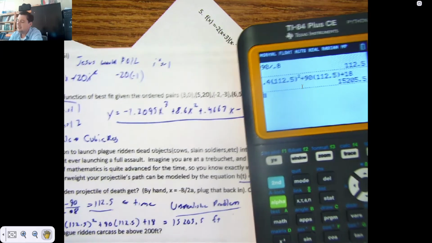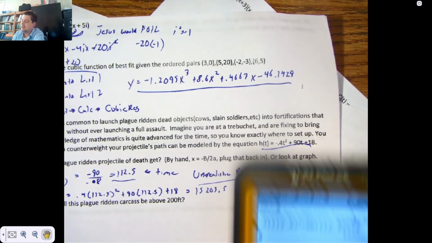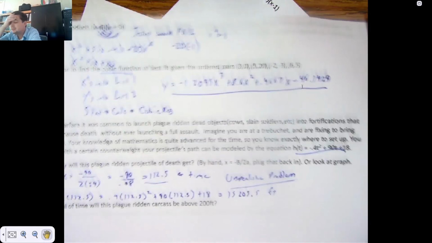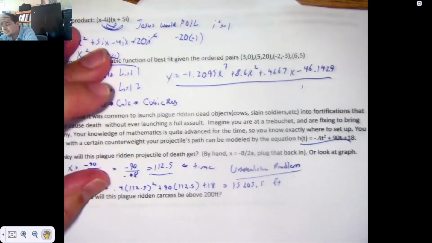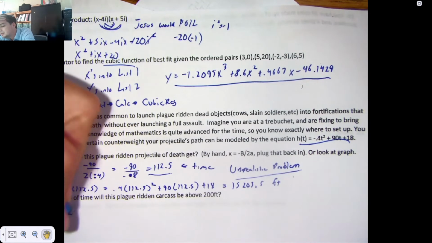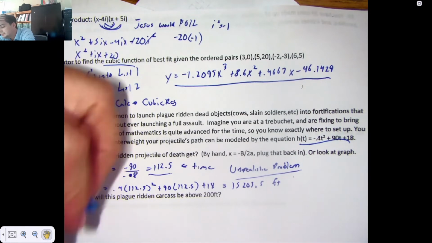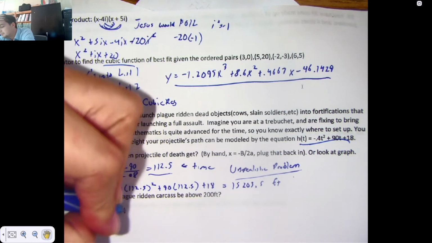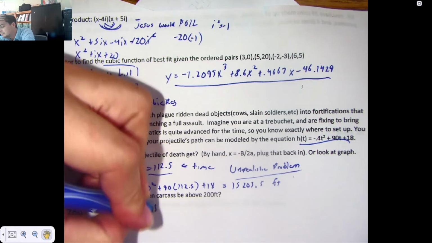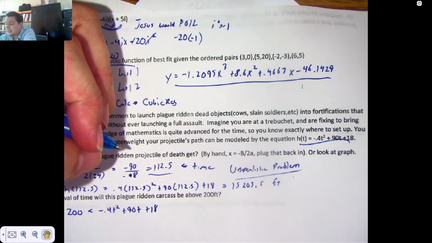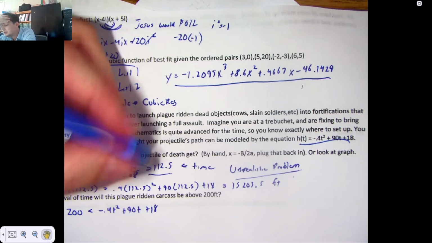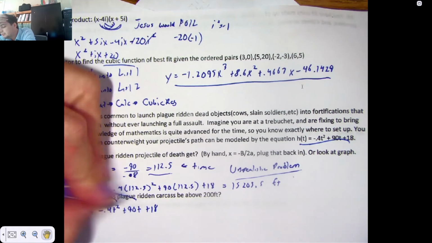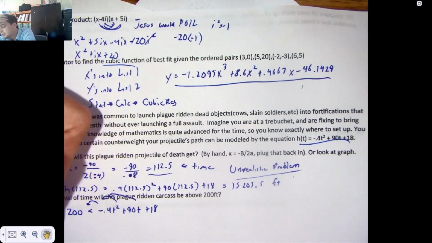15,205.5 feet. Part 2 is over what interval of time will this plague-ridden carcass be above 200 feet? I'm going to do this by hand because that is the goal. All right. So we're going to put a 200 there. The equation is going to be greater than that. And then I'm going to work it out. I'm going to shift everything left because I want that 4/10 of t squared to be positive.